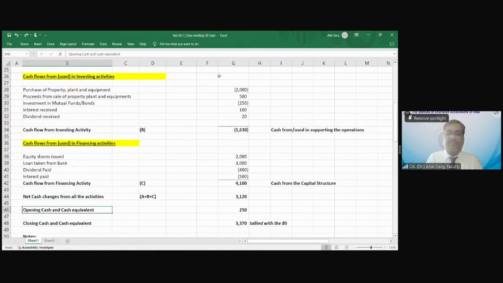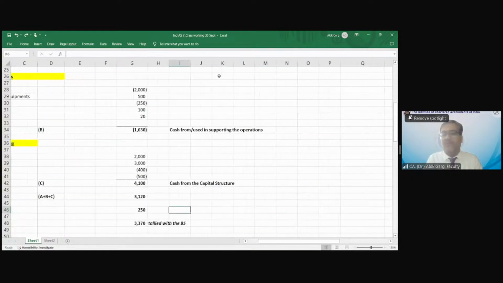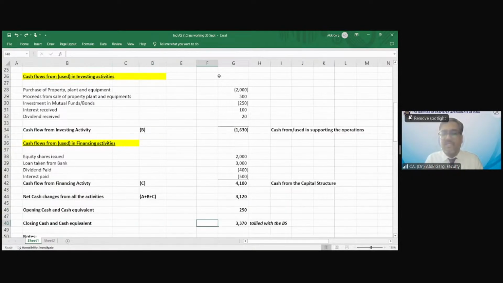Okay. And in your balance sheet, the opening cash and cash equivalent was, let's say, 250 rupees. So what is your closing cash and cash equivalent? The opening cash plus the cash earned during the year. That should be tallied with your closing cash in the balance sheet. So friends, to cut a long story short, you need to understand what is the operating activity, what is investing activity, what is financing activity, and what is the meaning of cash and cash equivalent, right? These are the four important concepts in your statement of cash flows.